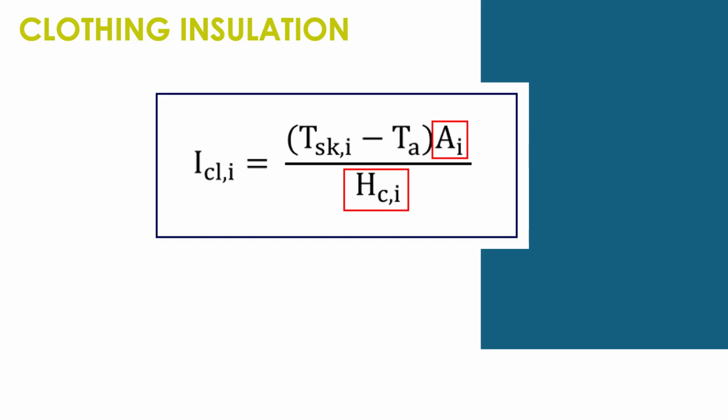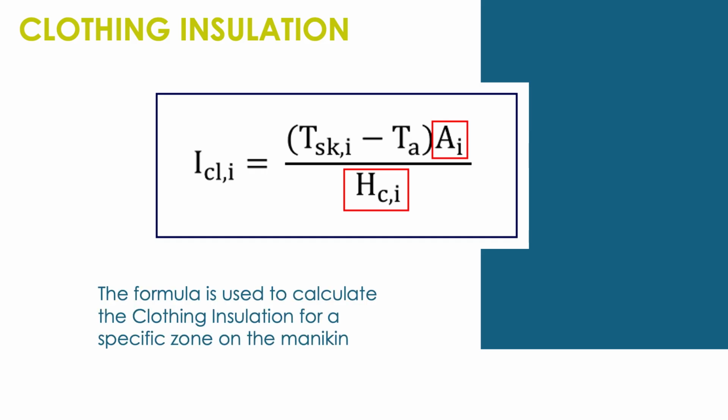The formula is used to calculate the clothing insulation for a specific zone on the mannequin. The numerator is composed of the temperature difference between the mannequin and the environment times the area of the considered zone in square meters. The denominator is the heat flux required by the heater to keep the temperature fixed at 34 degrees. By measuring how much heat is needed, this standard allows us to calculate the clothing insulation.